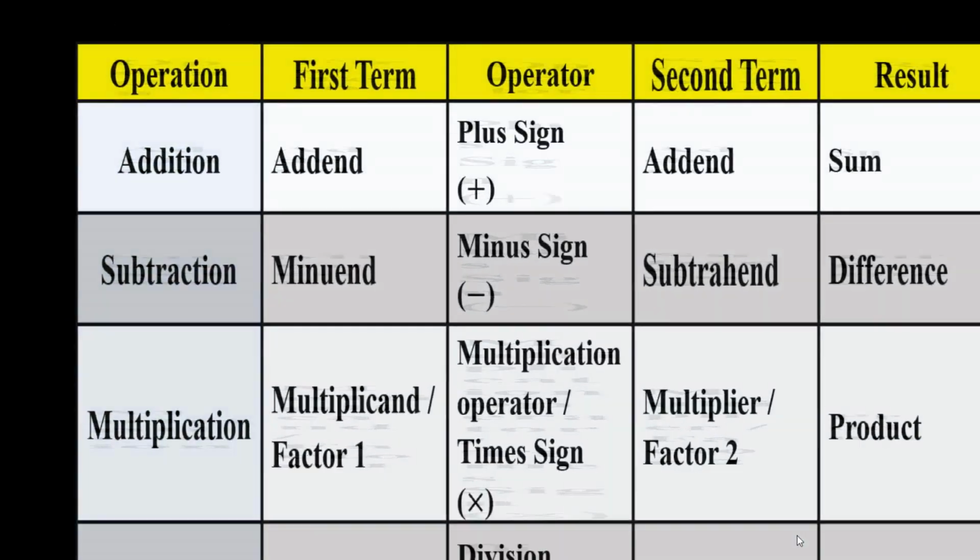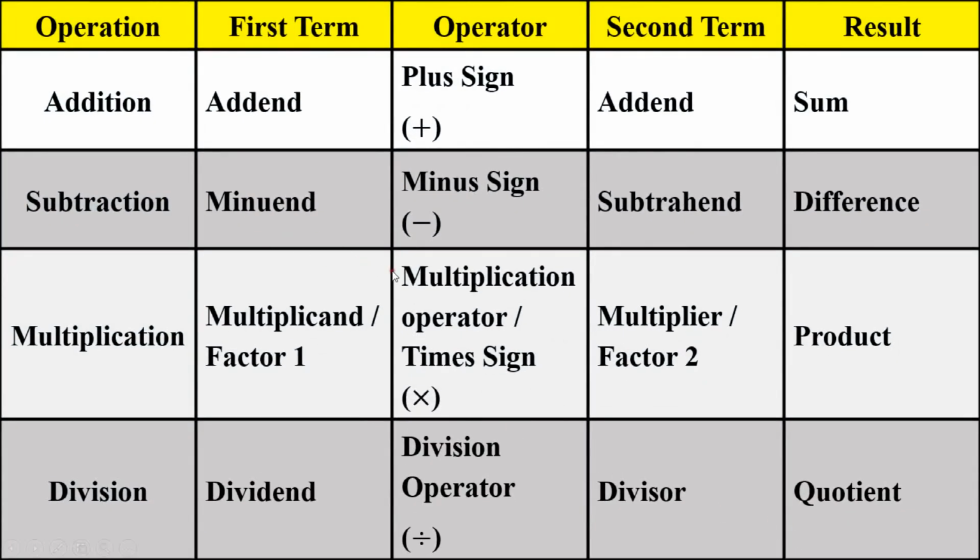Lightbulb summary cheat sheet. And there you have it. Now you know all the formal mathematical terms for the parts of an expression across addition, subtraction, multiplication, and division.